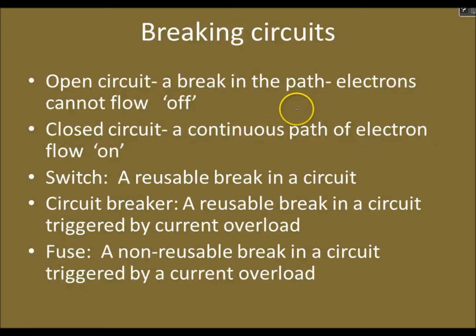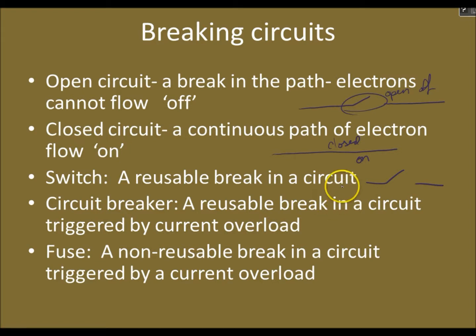So here, if you bring the switch up like that, there's air here. This is now open and off. But a closed path is straight across. That's going to be closed and on. A switch is what can actually do this. It is a reusable break in a circuit. Remember, we draw it like that, always in the open position.